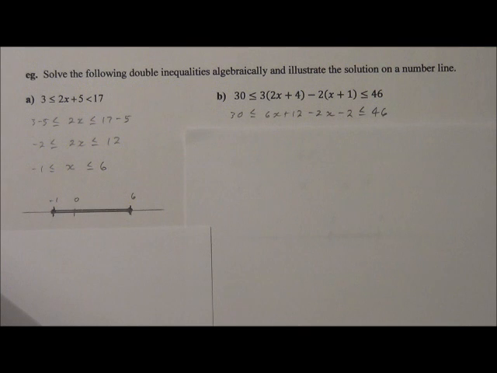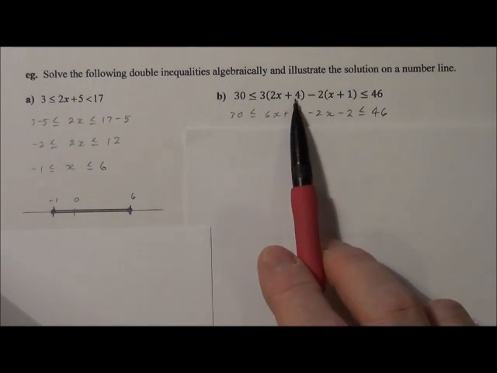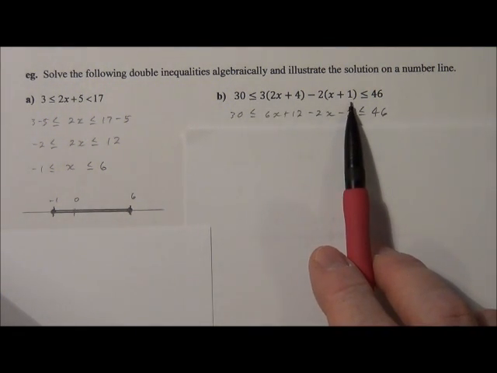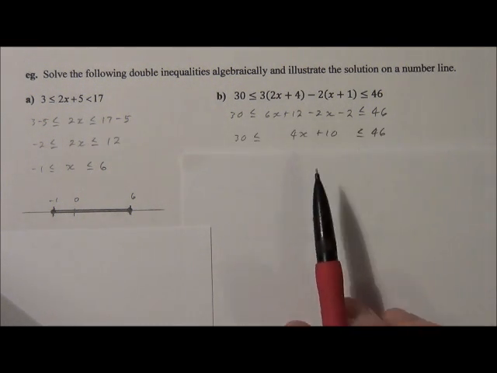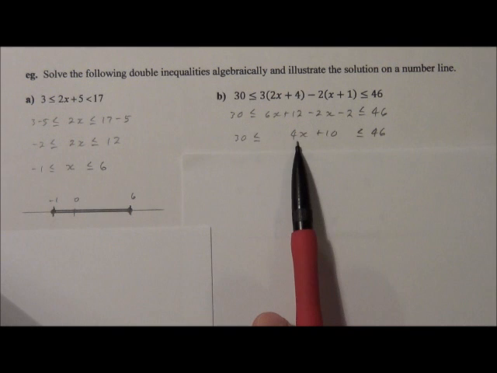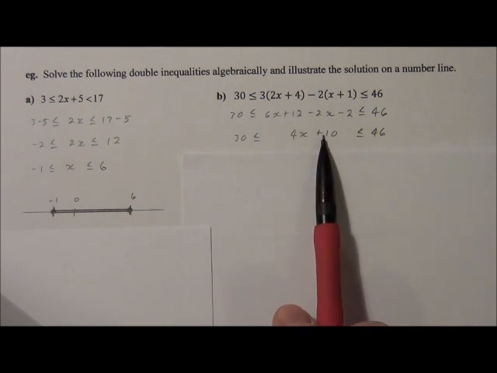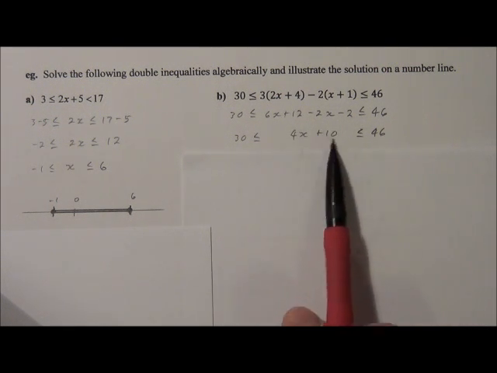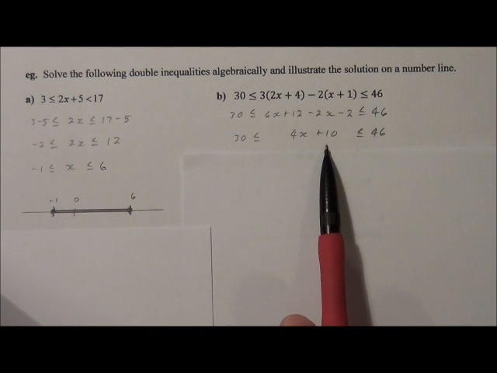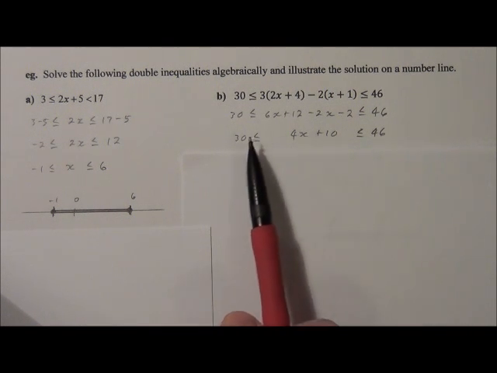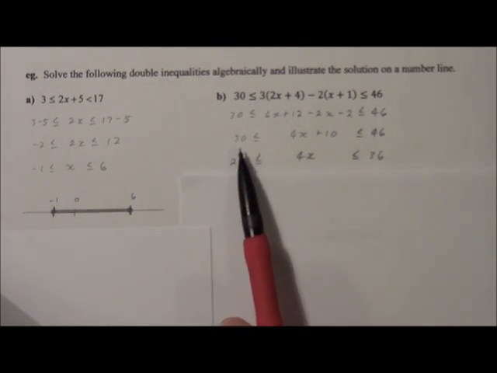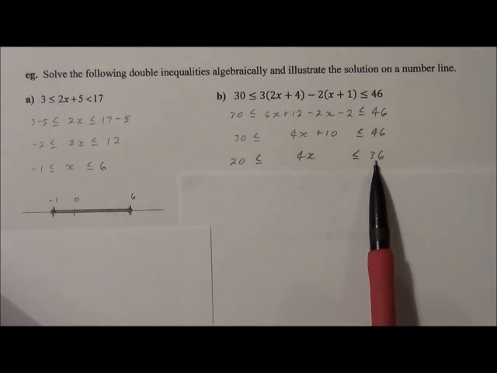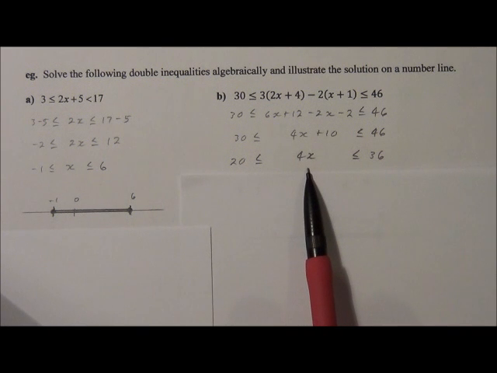Okay, so I'll expand out the middle part, so we get 6x plus 12 minus 2x minus 2, and then I'll simplify the middle even further. So we get 6x minus 2x is 4x, 12 minus 2 is 10, and now I'll just start working on isolating the x here. So because I have plus 10, I'm going to subtract 10 from all three terms. So 30 minus 10 is 20, 46 minus 10 is 36, and we're left with 4x here in the middle.